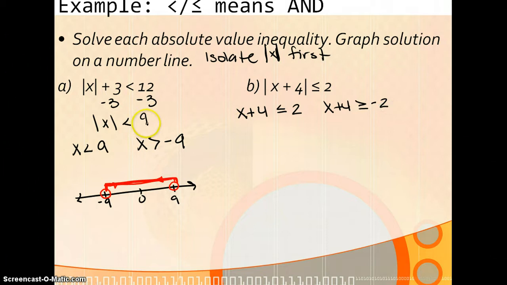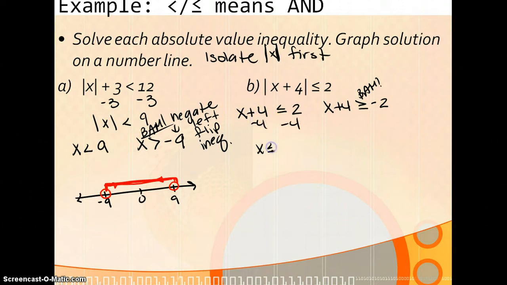Also, something that you should have caught on to is that when you negate the left, flip the inequality. Okay? So there is definitely still a BAM moment in these equations. And here's another one here. Okay? So 2 BAMs so far. Now we can solve, so subtract 4 from both sides, and you get x is less than or equal to negative 2, and x is greater than or equal to negative 6.